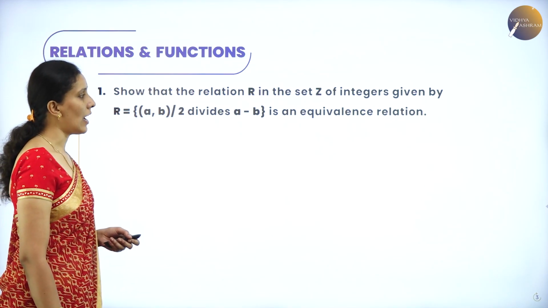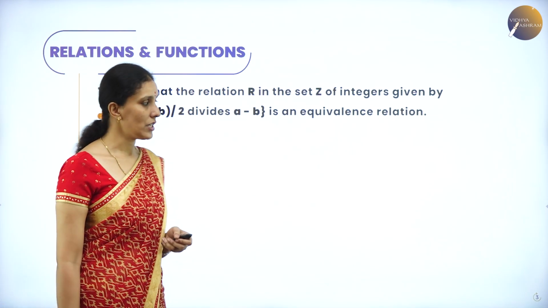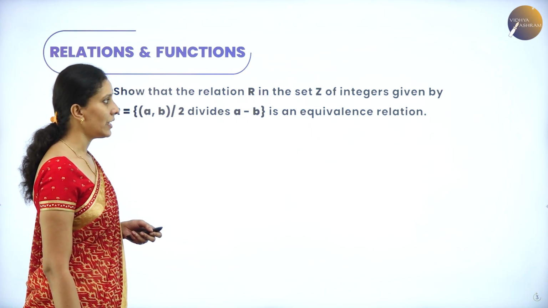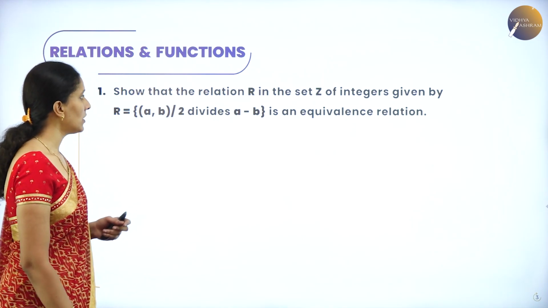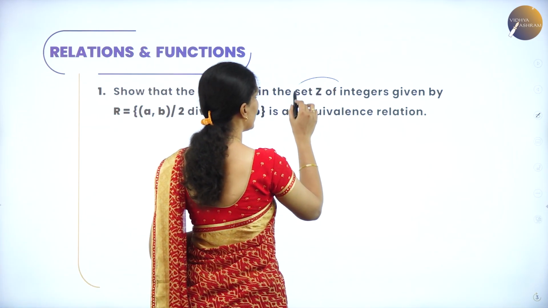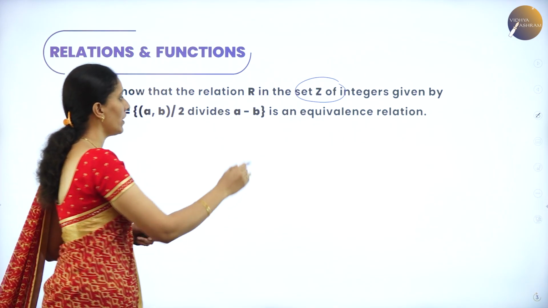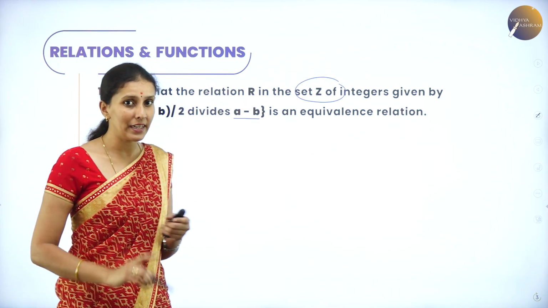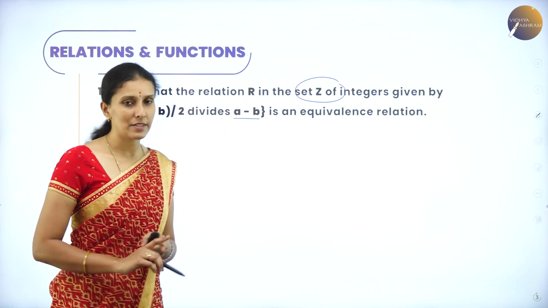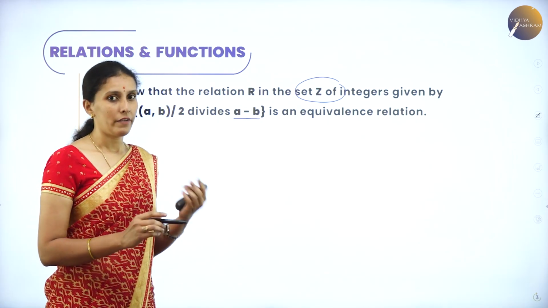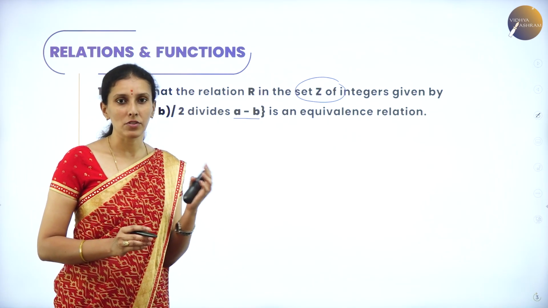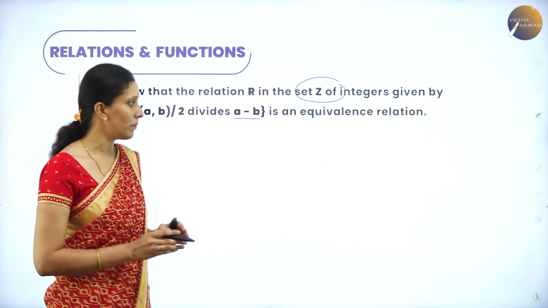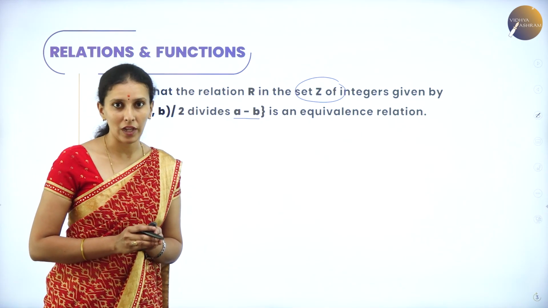Show that the relation R in the set Z of integers given by R is equal to A comma B such that 2 divides A minus B is an equivalence relation. Observe that here the relation is in the set of integers and we already know that A minus B will be an integer. Obviously it is an integer, and 2 divides A minus B means it must be an even number, whether it may be negative, plus or minus 2, plus or minus 4. So here we also consider 0 as an even number.